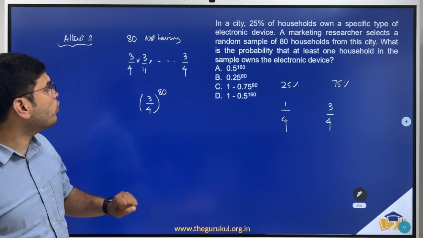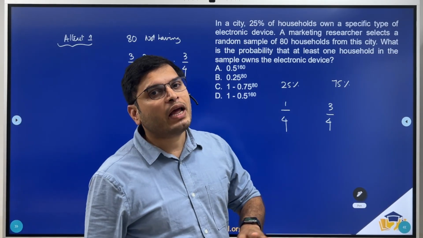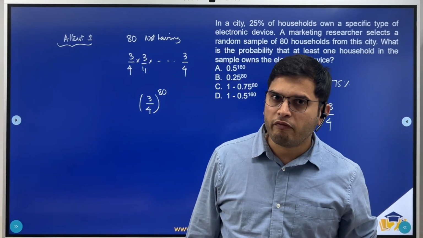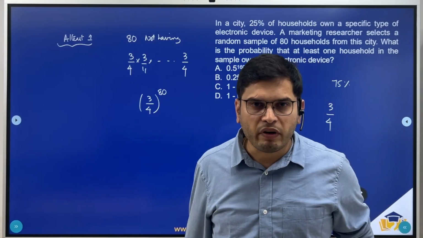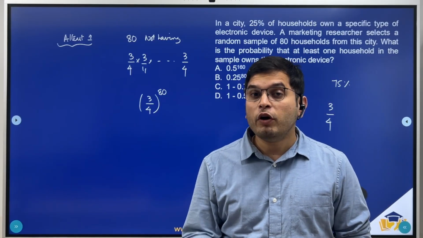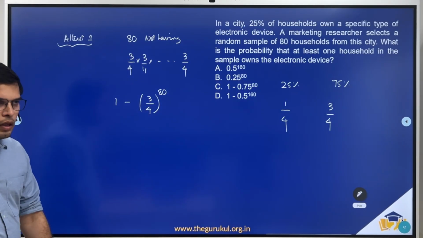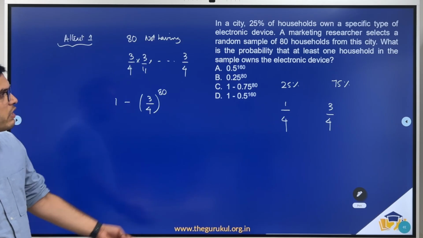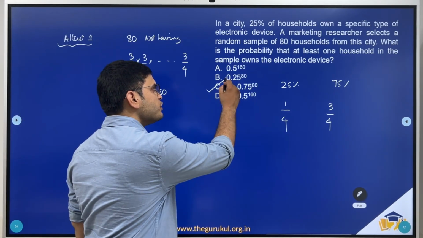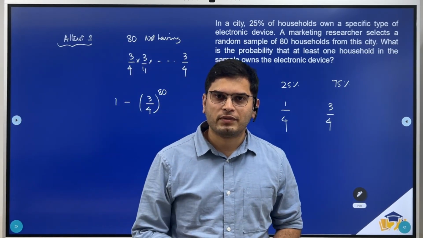Now, what are we talking about? These 80 people not having that specific electronic device, which is nothing but the non-occurrence of that event. How do we get the probability of occurrence of that event? 1 minus this, done, right? So 1 minus 0.75 power 80, hence option C should be the answer to this question.